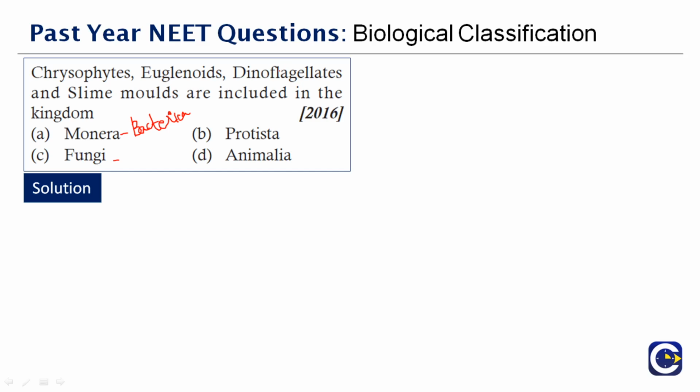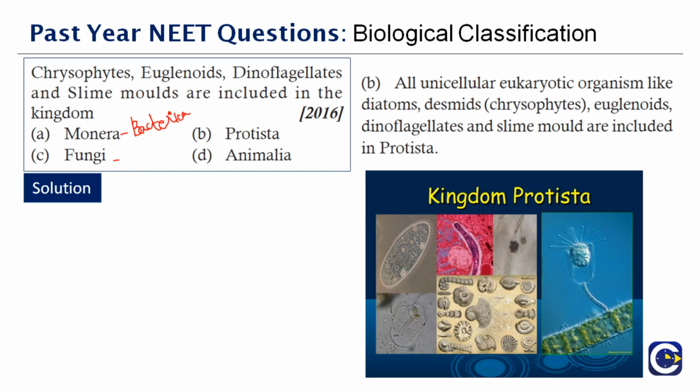Protista includes chrysophytes, euglenoids, dinoflagellates and slime molds. All the organisms mentioned in the question are unicellular eukaryotic organisms. They are unicellular, not multicellular. The correct answer to this question is option B, Protista. So the kingdom Protista I have shown on your right side, which shows the image of different forms of Protista. Whatever I have mentioned, chrysophytes, euglenoids, flagellates, everything is there.